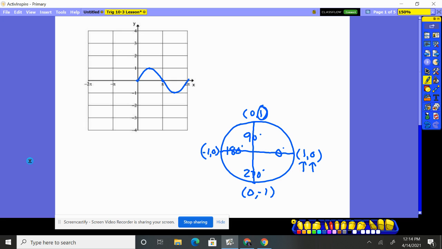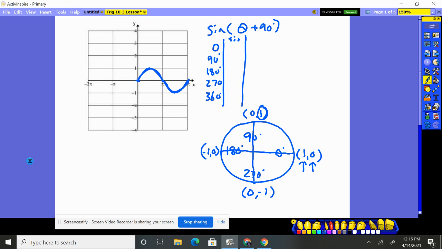Now, what if we do this? What if we have the sine of theta and we add 90 degrees to it? What's going to happen? Now, let's just think it through. When we had our typicals 0, 90, 180, 270, 360, which we've graphed right here, we got it right. Here's the graph of that. Our typical sine there, okay?